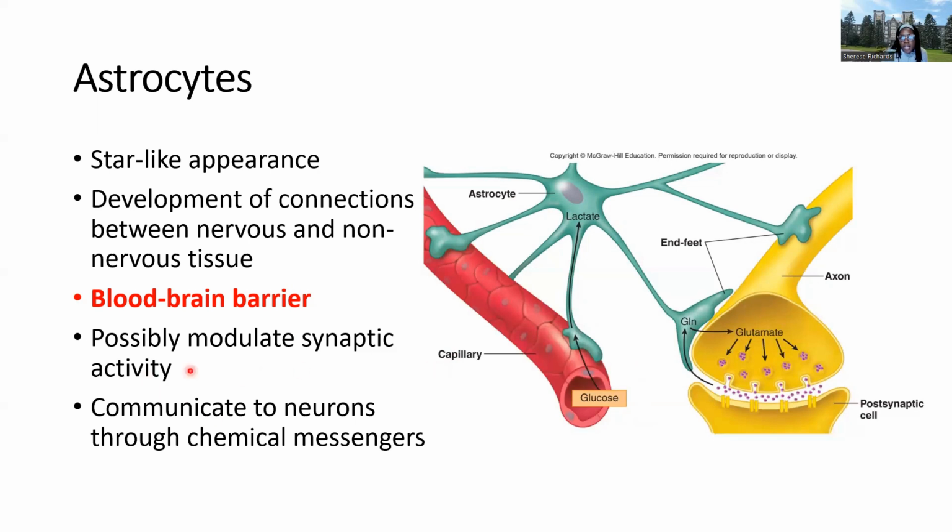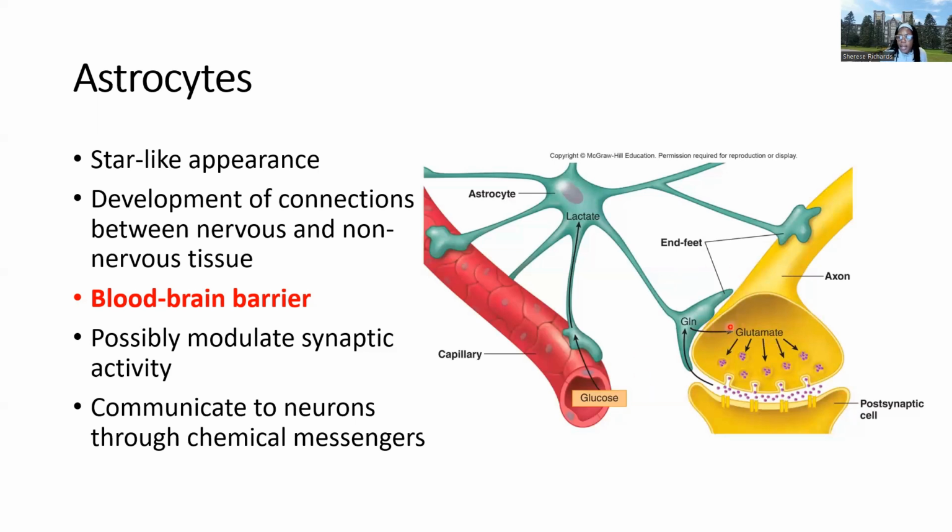They also help to modulate synaptic activity. So we talked about this in terms of things like presynaptic facilitation or inhibition. So astrocytes can also encourage the neuron to release either more or less neurotransmitter. So we talked about that in the previous topic, that presynaptic facilitation was encouraging the axon terminal to release or dump more neurotransmitter, whereas inhibition was preventing it from releasing or dumping neurotransmitter.